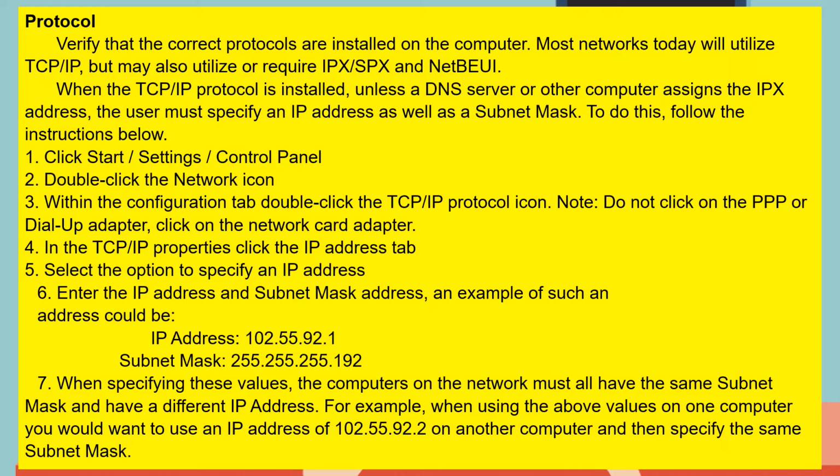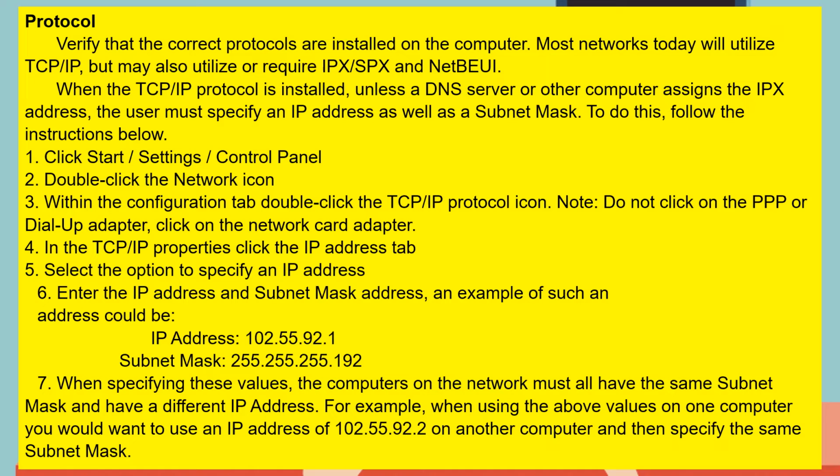Number 1. Click Start, Settings, Control Panel. Number 2. Double-click the network icon. Number 3. Within the Configuration tab, double-click the TCP/IP protocol icon. Note, do not click on the PPP or dial-up adapter. Click on the network card adapter. Number 4. In the TCP/IP properties, click the IP address tab. Number 5. Select the option to specify an IP address. Number 6. Enter the IP address and subnet mask address.